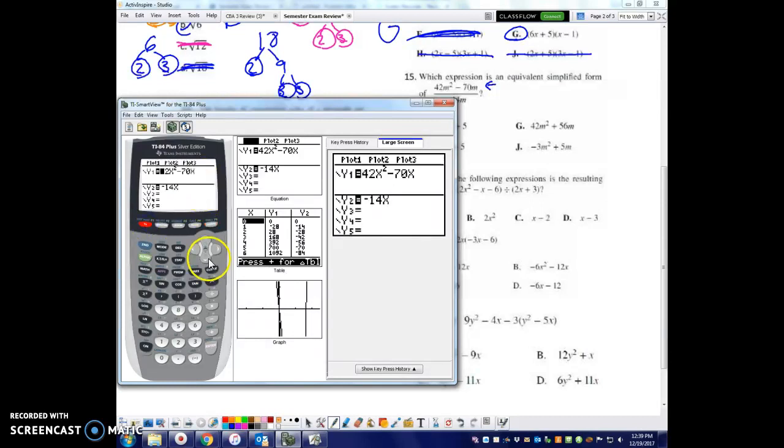So go back to y equals, and in y3, type in our first answer choice. 12x squared plus 5. I can't see it. Well, if I can't see it, then obviously it didn't cross through. So that one didn't work.